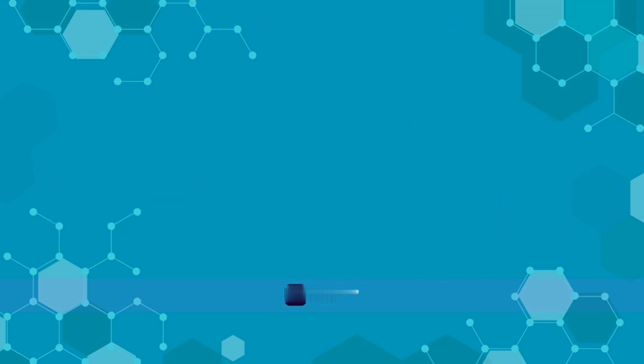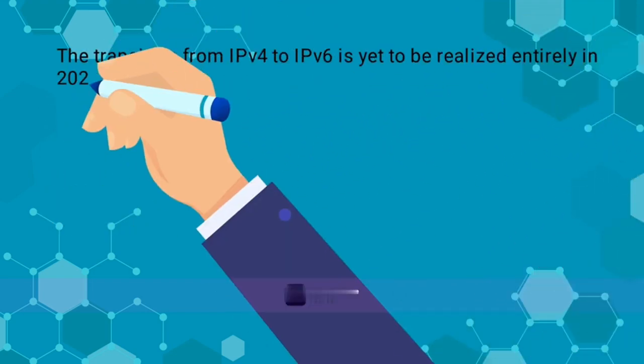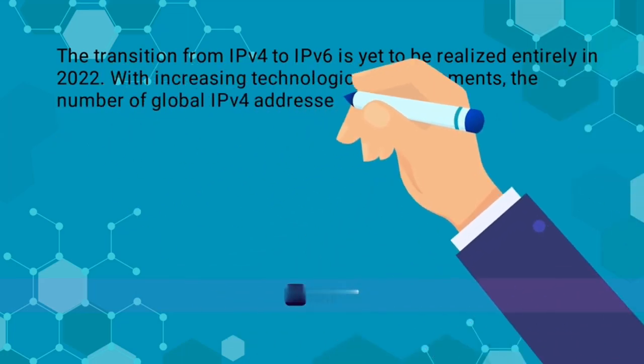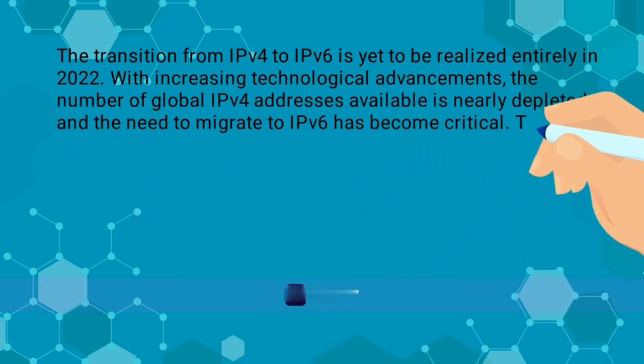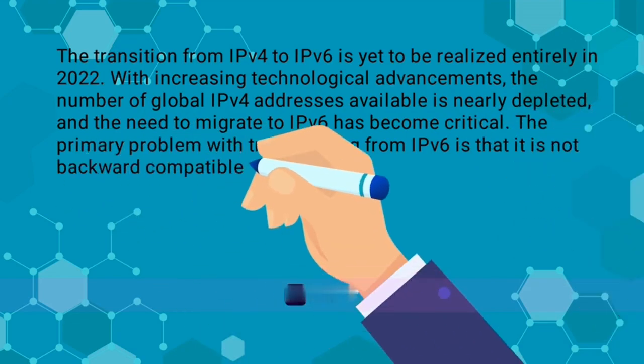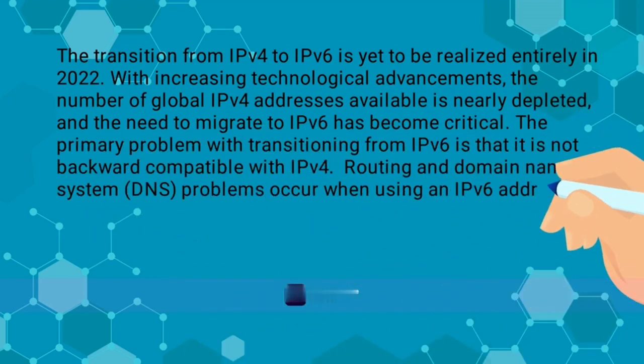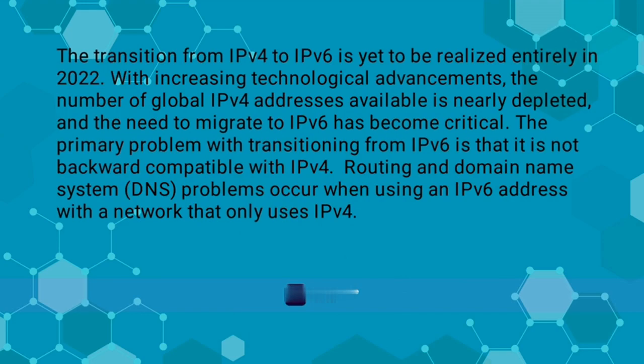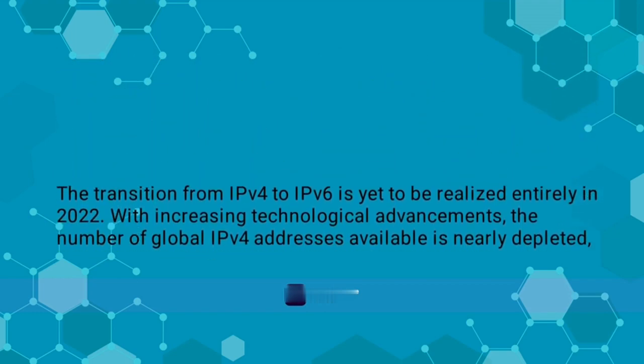The transition from IPv4 to IPv6 is yet to be realized entirely. With increasing technological advancements, the number of global IPv4 addresses available is nearly depleted, and the need to migrate to IPv6 has become critical. The primary problem with transitioning is that IPv6 is not backward compatible with IP version 4. Routing and domain name system problems occur when using an IP version 6 address with a network that only uses IPv4.